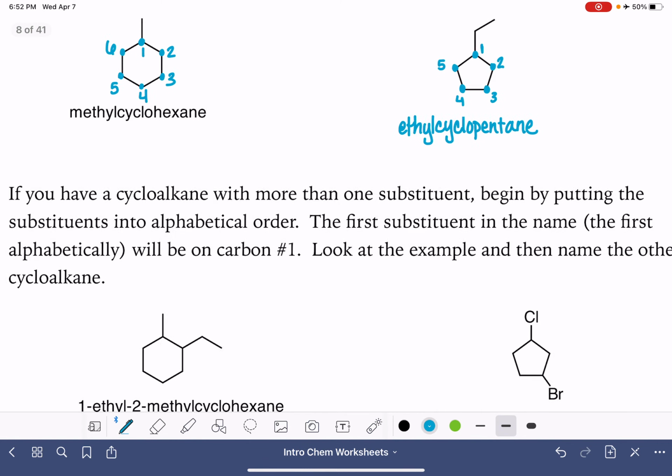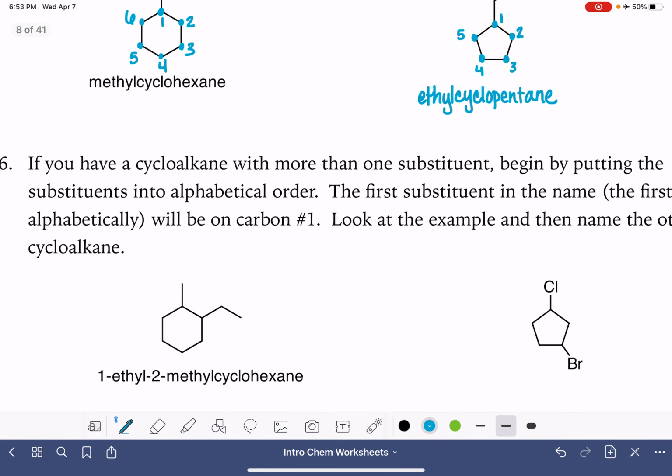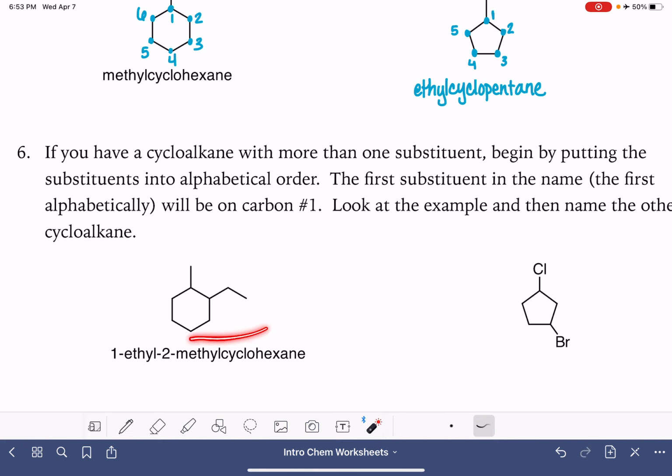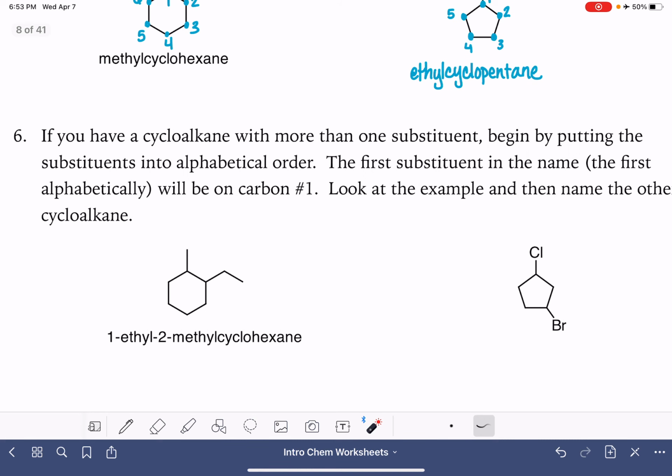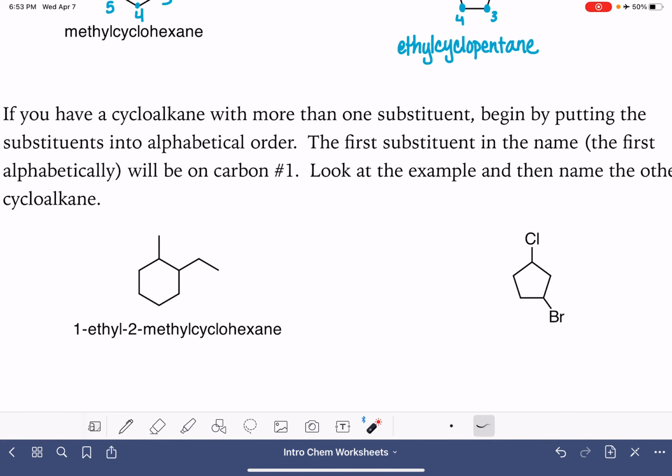Last but not least here, if we have a cycloalkane that has more than one substituent or more than one branch, this is a little bit trickier. In this situation, we're going to start by putting the substituents in alphabetical order. So the first thing we're going to do is alphabetize them. And then once we get them alphabetically ordered, the first substituent in the name, the one that comes first alphabetically, will be on carbon number 1. So the first alphabetically is the one that becomes carbon number 1.